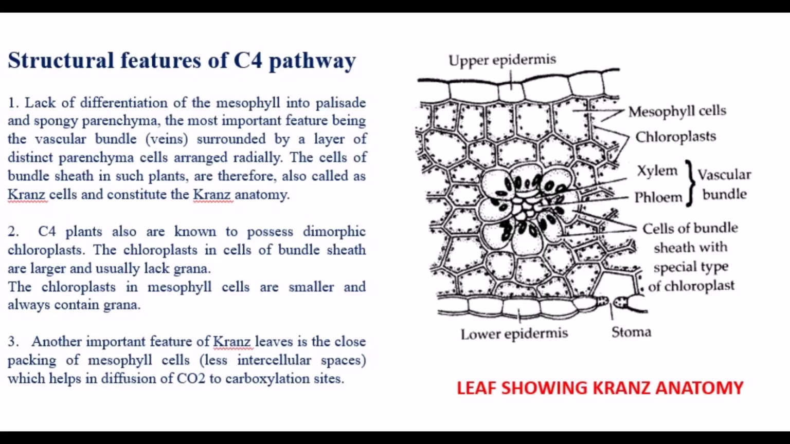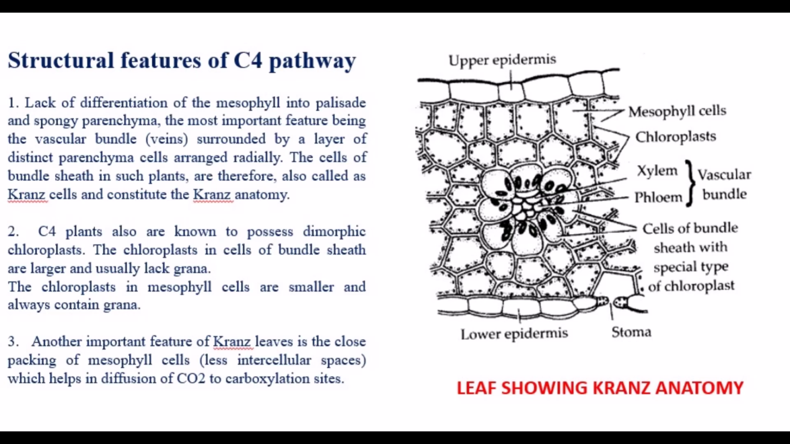Coming to the structural features of the C4 pathway. As mentioned, they have a special kind of leaf anatomy called Kranz anatomy. These plants do not show the differentiation of mesophyll cells into either palisade or spongy parenchyma. The most important feature of these plants is the presence of the vascular bundle in the leaf, which is surrounded by distinct parenchyma cells arranged radially in the form of a wreath, and hence it is called Kranz anatomy.